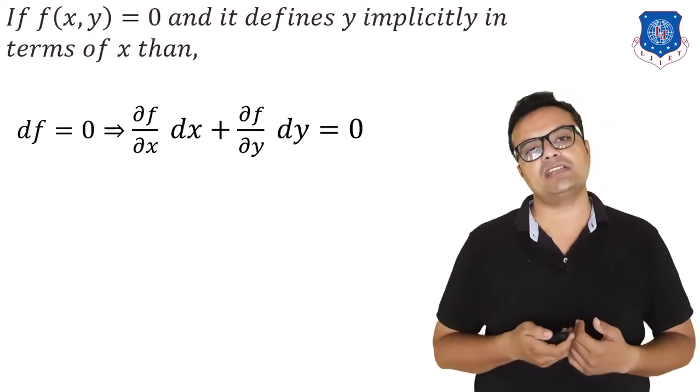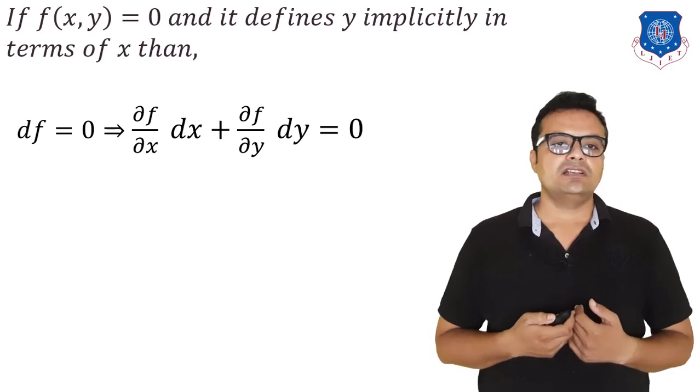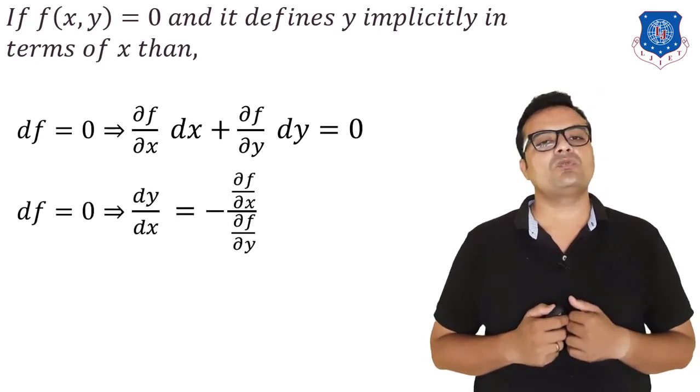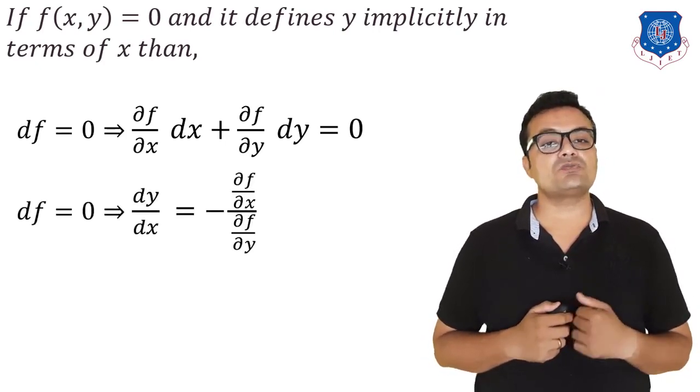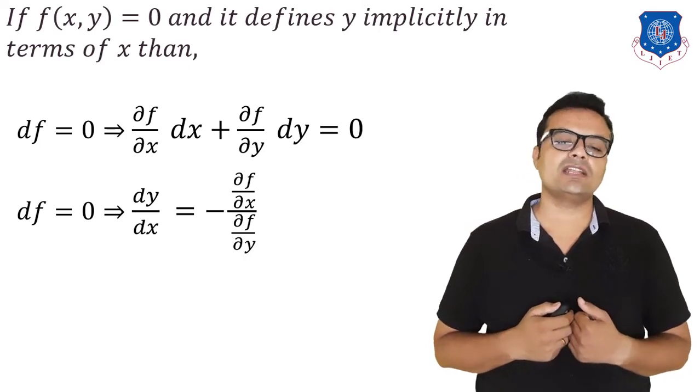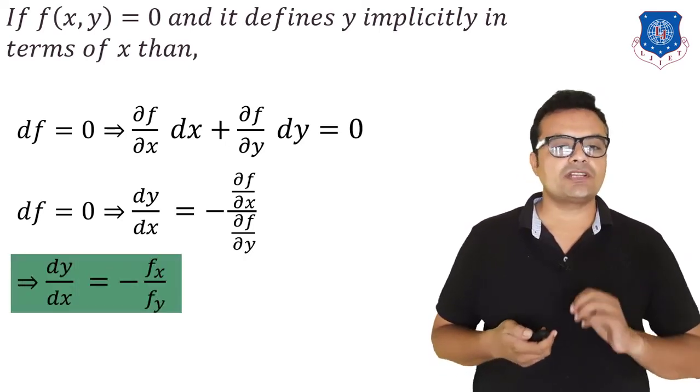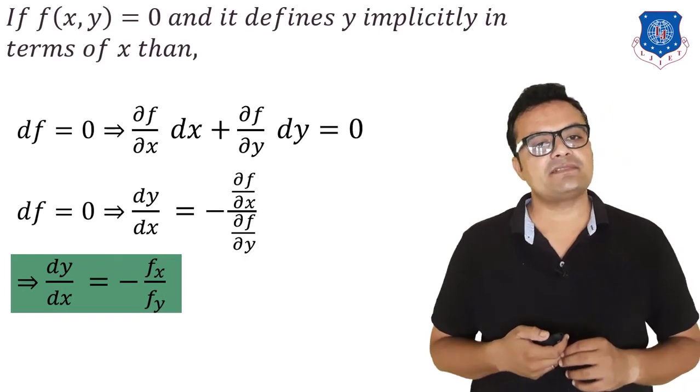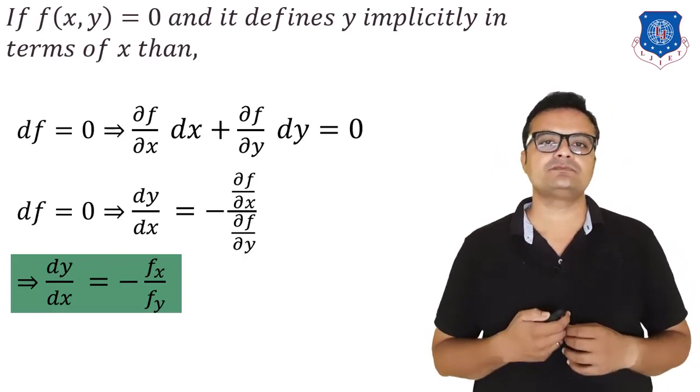On the right hand side I am taking equal to 0, and then collecting the values of dy by dx, it will result into minus del f by del x upon del f by del y. Using the shorthand notation, it results into minus f sub x upon f sub y.